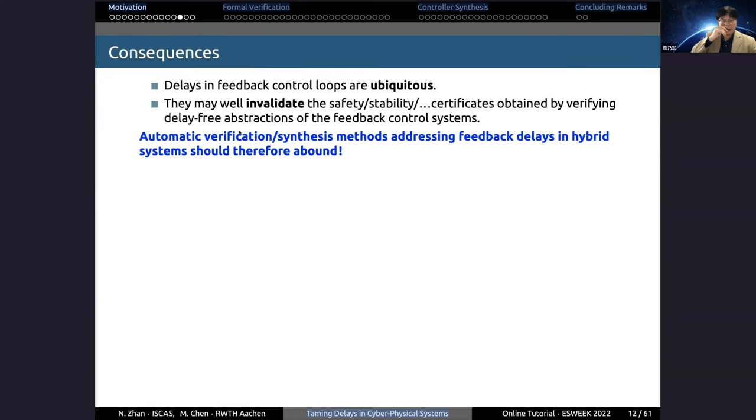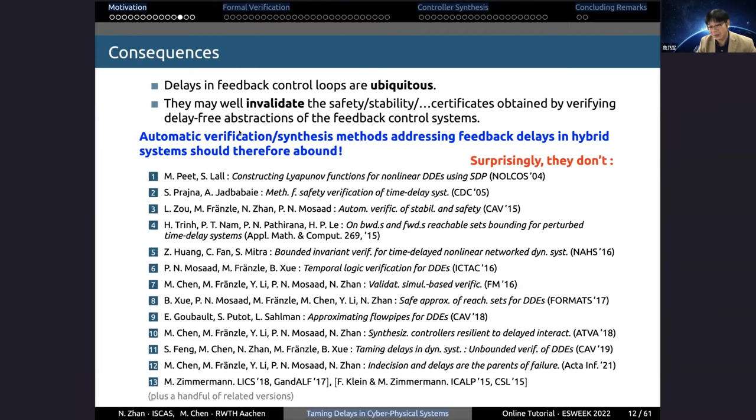So the conclusion is delays in feedback control loops are ubiquitous. They may well invalidate the safety and stability certificates obtained by verifying delay-free abstractions of the feedback control systems. So you see, definitely automatic verification and synthesis methods to address feedback delays in hybrid systems should therefore abound. But surprisingly, they don't.